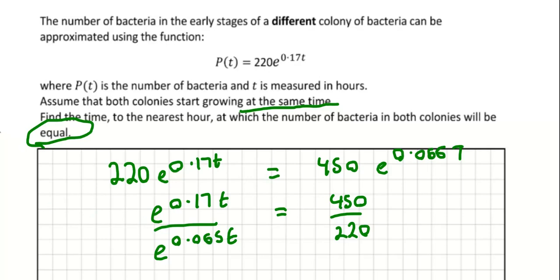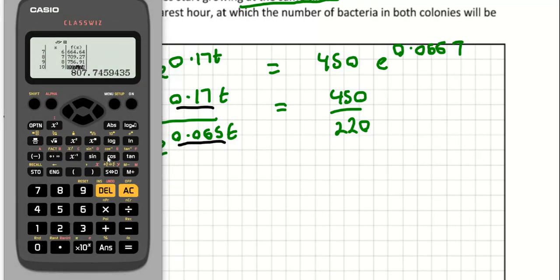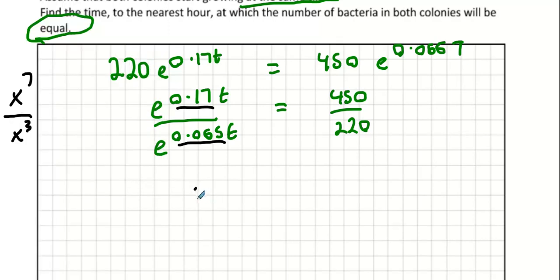Now, had I not done this question before, I would have really struggled. Now, we're going to do what's called the subtraction rule of powers. What's x to the 7 divided by x cubed? x to the 4. You took them away, didn't you? So I'd like you to do 0.17 take away 0.065. 0.105? Okay. Did anybody get that far? All right. 45 over 22.